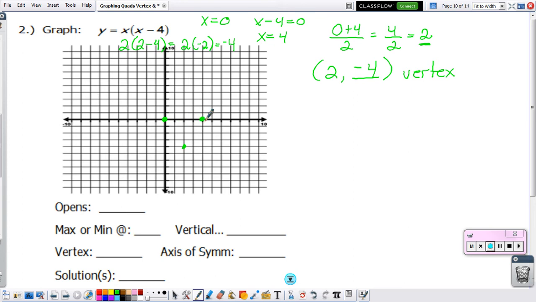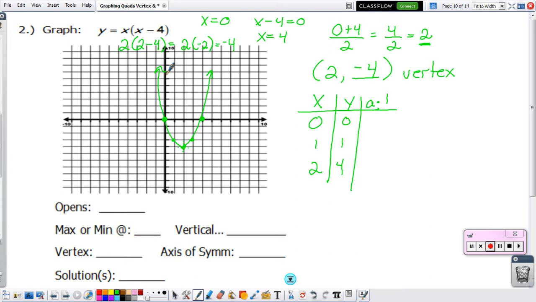I'm going to refer back to the parent table just so we can make sure we have accurate points. 0, 1, 2, 0, 1, 4. What's my A value? Well, A is 1 here, so I don't need to multiply these by anything. Just to double check with our graph, using my vertex, I'm going to go over 1, up 1, use my point of symmetry, go over 2, up 4, and we're right where we need to be.